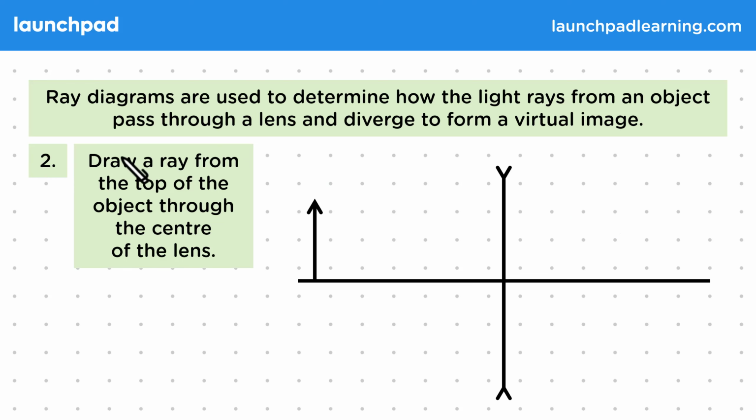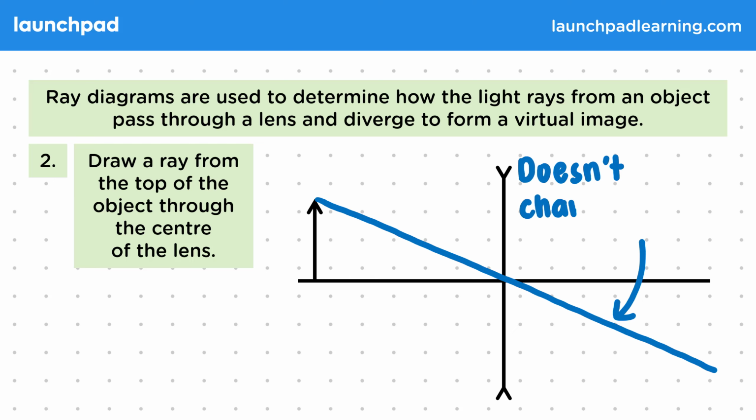In step 2, draw a ray from the top of the object through the centre of the lens. Because of how the lens is designed, any ray that is directed straight through its centre will refract in a way that doesn't affect its overall path. So we can draw a ray on our diagram like so, since we know that it won't change direction after passing through the lens.